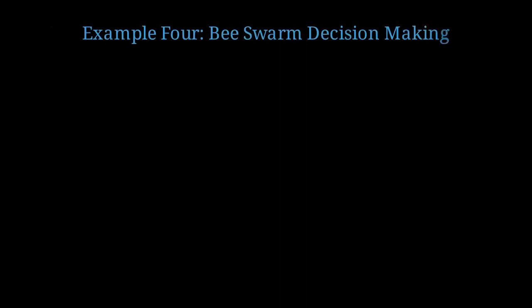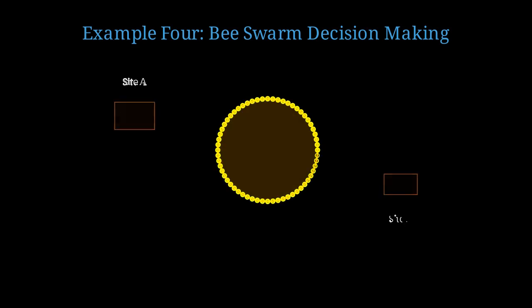Honeybee swarms demonstrate sophisticated collective decision-making when choosing a new nest site. How do they reach consensus without voting? A swarm hangs in a cluster while scout bees explore potential nest sites. Scouts return and perform waggle dances to advertise site quality. Better sites elicit more enthusiastic and longer dances.